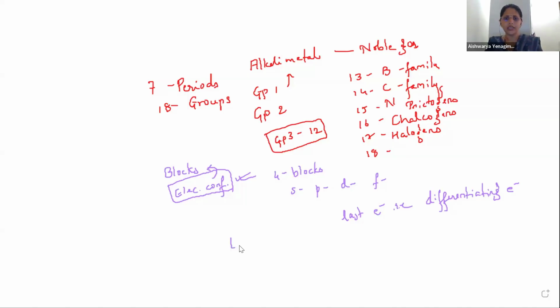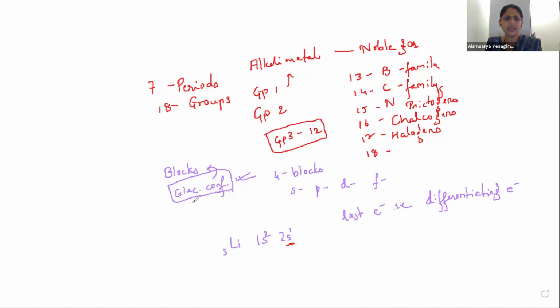For example, you take lithium, atomic number is 3. So you write the configuration 1s2, 2s1. You can see here the differentiating electron is entering into s orbital.